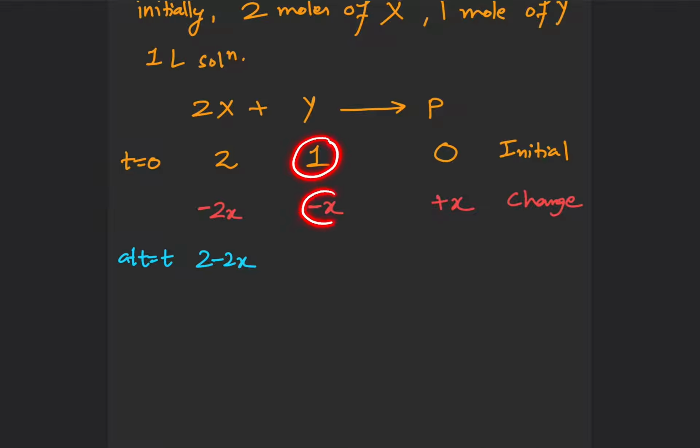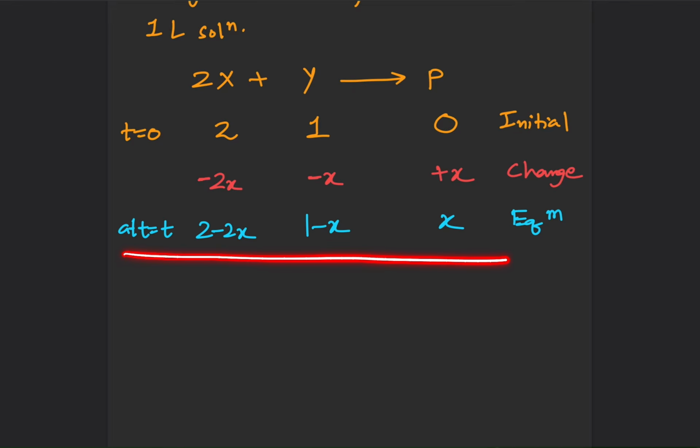In the case of y, we started with 1. Minus x has dissociated, so we are left with 1 minus x. In the case of p, we started with 0, but plus x has formed. So how much p is remaining? That is x. So this is known as the equilibrium. Initial is at time t equal to 0. Change tells us how much amount has dissociated. Equilibrium means how much is remaining. So that's the meaning of an ICE table. This is what is remaining at time t equal to t.